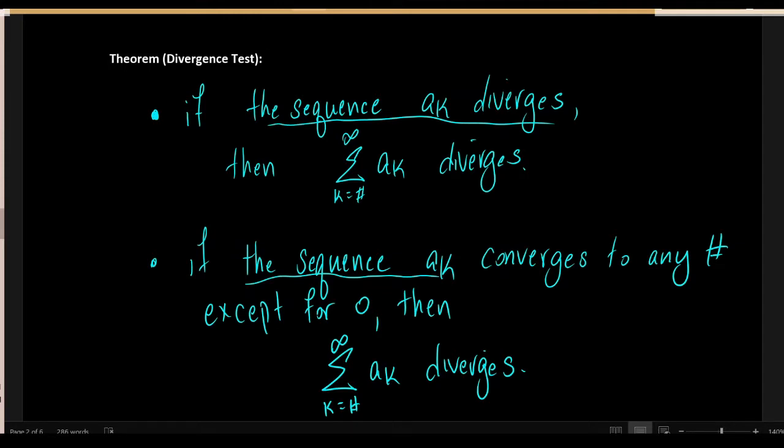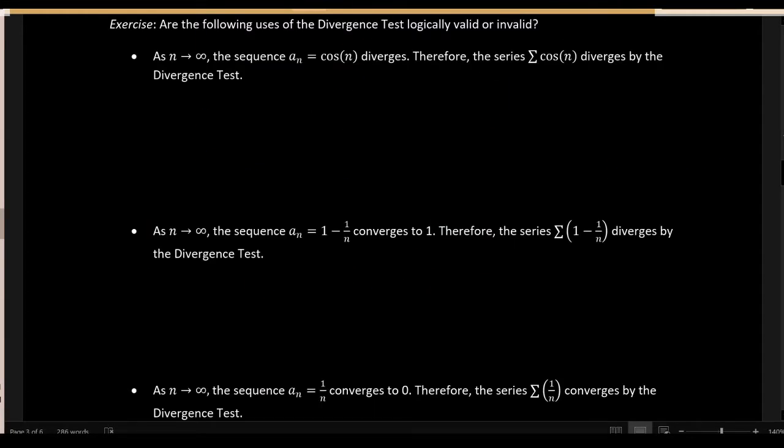So let's go ahead and have a look at some applications of the divergence test, and let's see if they're logically valid or not. Are the following uses of the divergence test logically valid or logically invalid? This person is considering the sequence where a sub n is equal to cosine of n. And they note the fact that as n goes to infinity, this sequence is divergent. The terms in the sequence continue to oscillate forevermore because cosine oscillates forevermore, and therefore this limit does not exist.